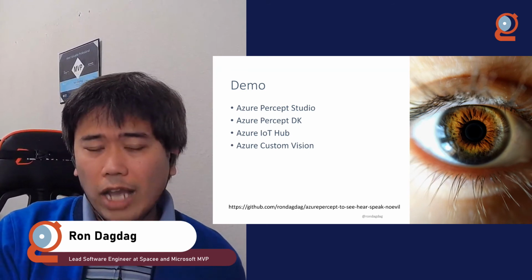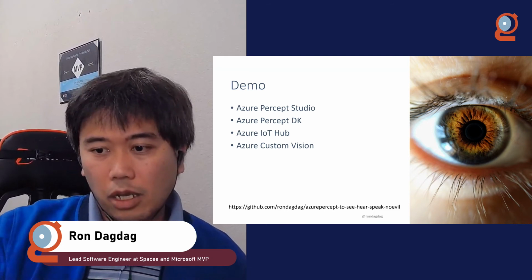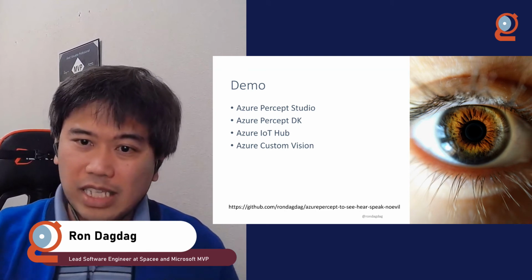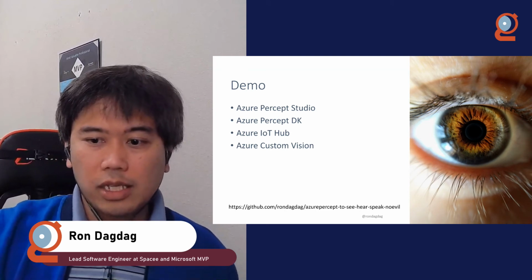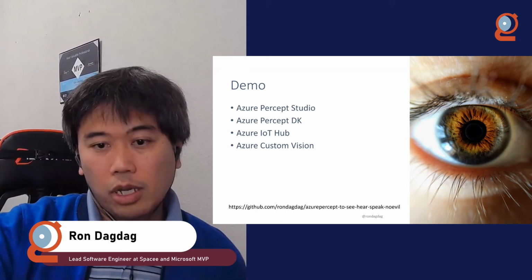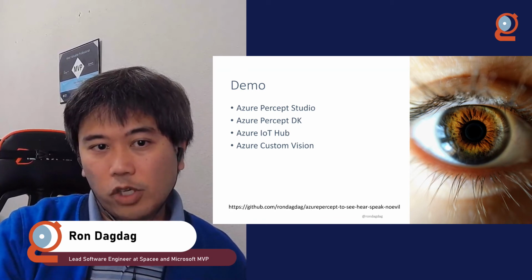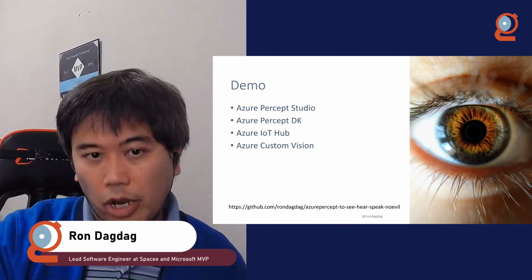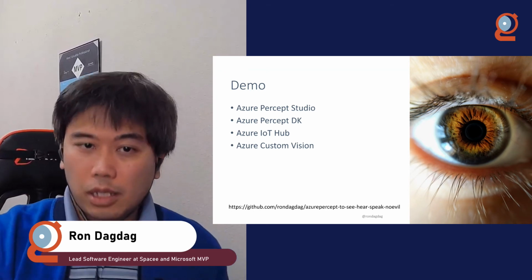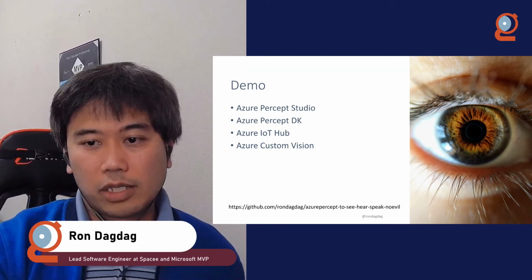So Azure Percept Studio allowed me to connect Custom Vision to Azure IoT Hub and have that seamless experience of collecting data from the device, from the camera. It sends it up to the cloud and connects it to Custom Vision. I can do some inferencing, create a new training, and once I have a new model, it has a connection to deploy the new model to the device.